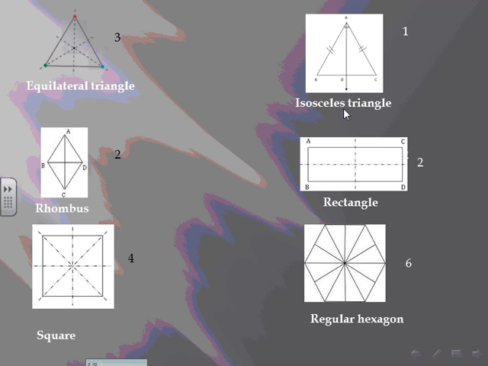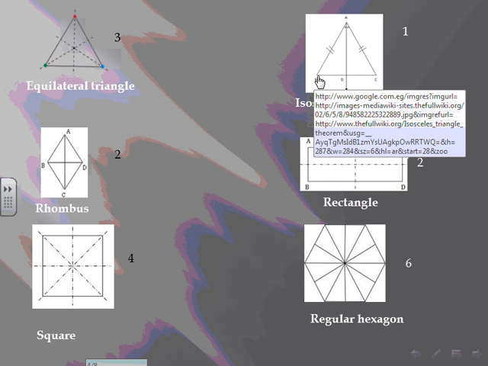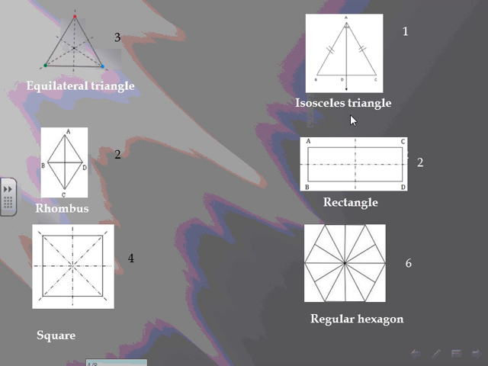The isosceles triangle has only one line of symmetry. If I draw another line from another point, it's not going to cut it into two equal parts. So the isosceles triangle has only one line of symmetry. The rhombus has two lines of symmetry. Rectangle, also two lines of symmetry. The square has two like this, and also the diagonals are considered lines of symmetry.